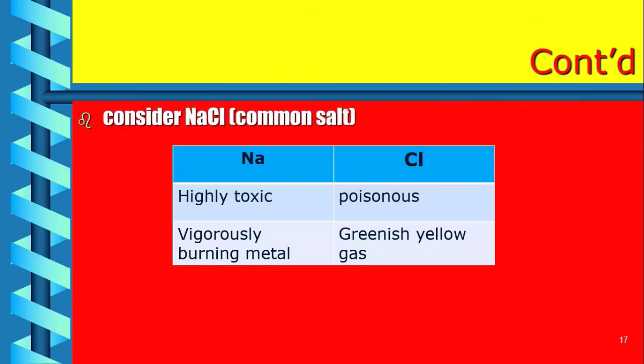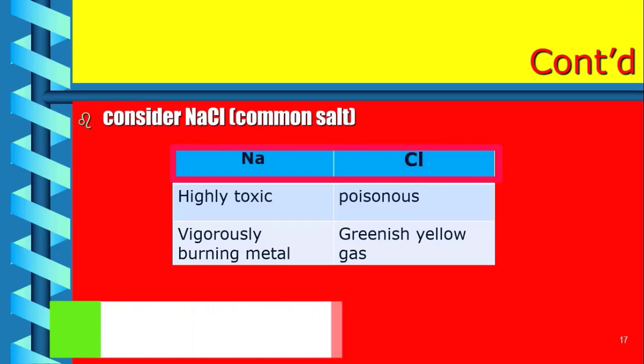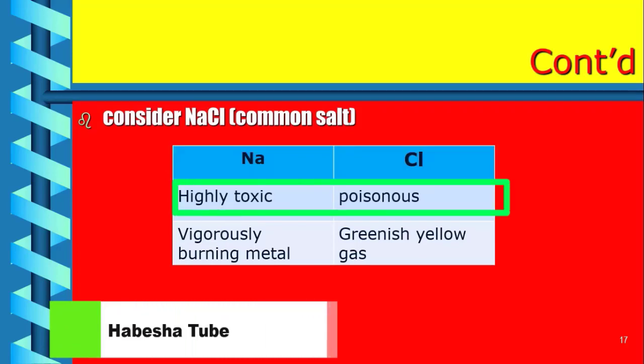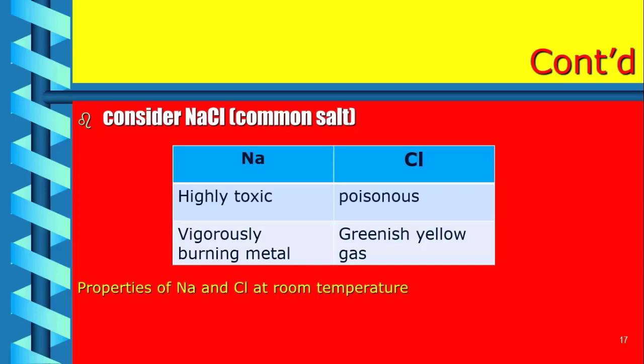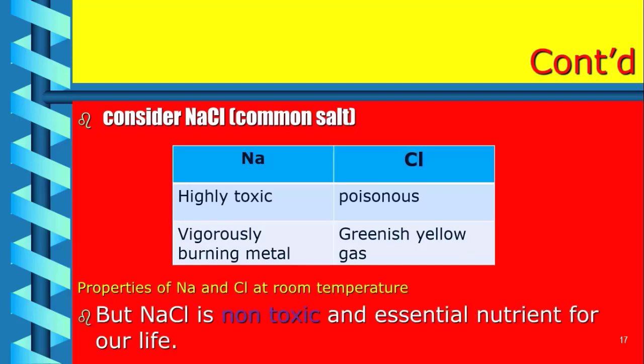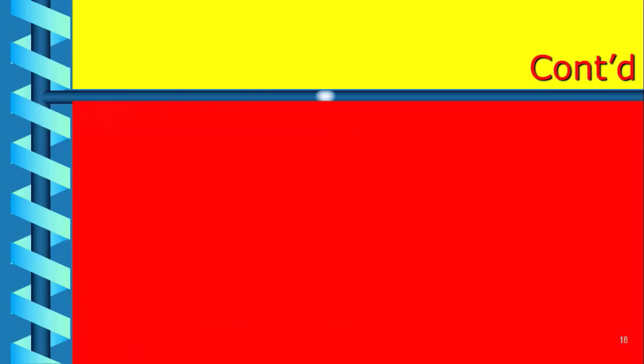Consider sodium chloride, which is common salt. Sodium is a group 1 metallic element and chlorine is a group 7 gaseous element. Sodium is highly toxic and chlorine is a poisonous gas. Sodium is a vigorously burning metal and chlorine is a greenish yellow gas. Now what will happen if you combine sodium and chlorine? We will get sodium chloride at room temperature. But the property of this sodium chloride is that it's non-toxic and an essential nutrient for our day-to-day life.